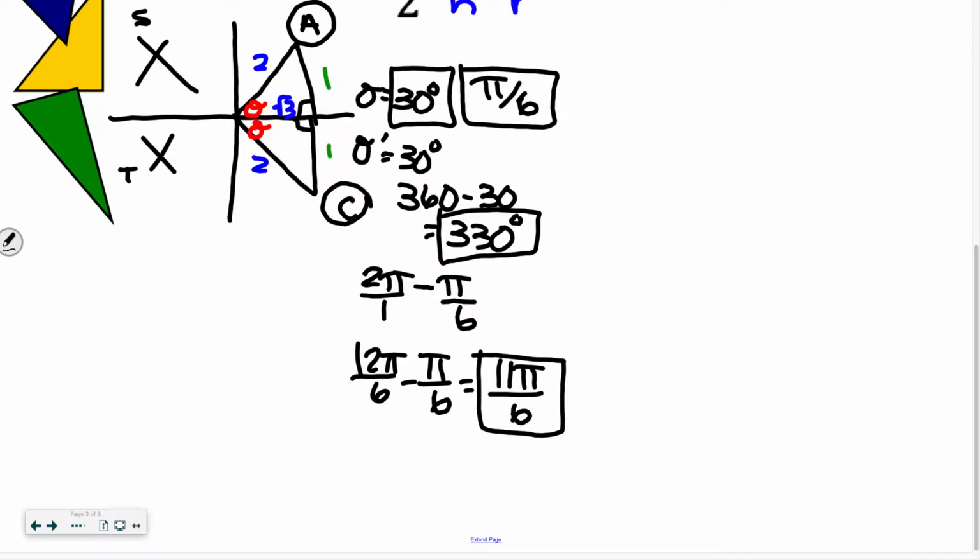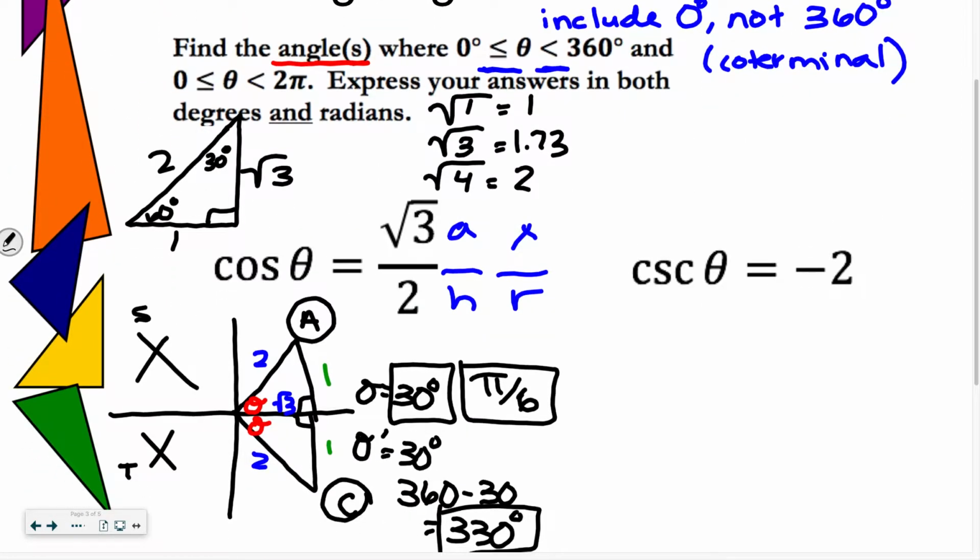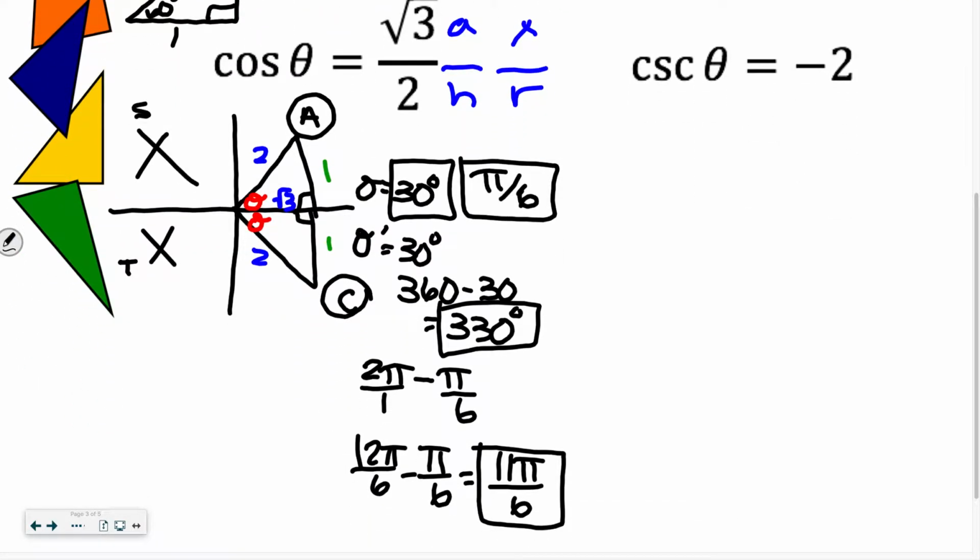Okay, so we're going to do another one. Darby, make sure you get your assignment. Let's do cosecant of theta equals -2.